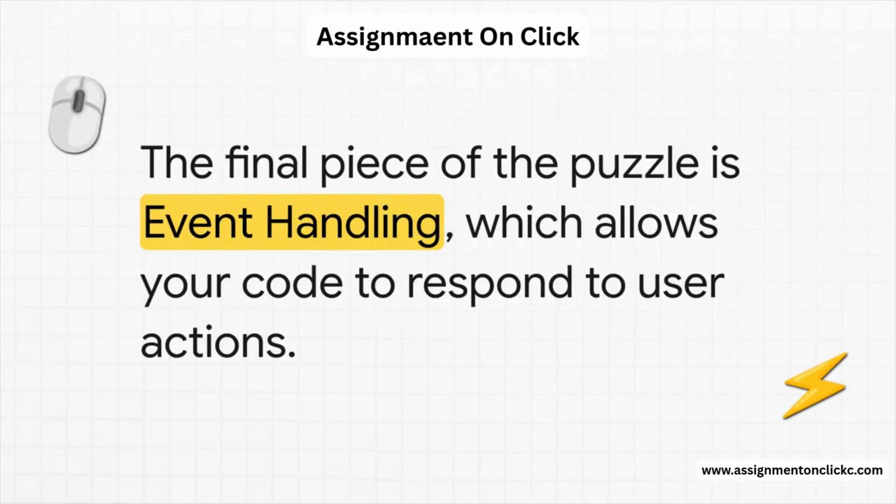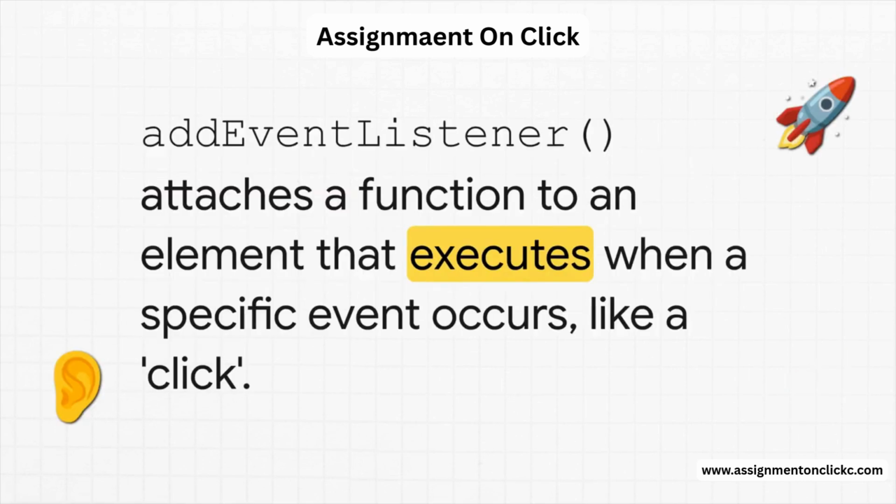So, we have all these amazing tools for changing the page. But when do these changes actually happen? What's the trigger? The answer to that is the final and maybe the most crucial piece of the puzzle, event handling. This is the secret sauce. Think of addEventListener as a little spy that you tell to watch a specific element. You tell it, hey, watch this button. And if and only if a user clicks on it, I want you to run this block of code. It's what connects a person's action to a change on the screen.